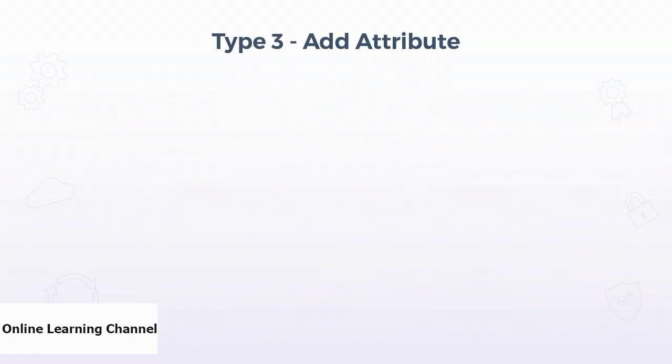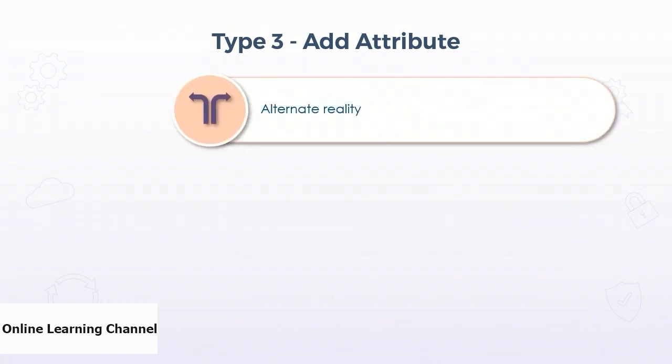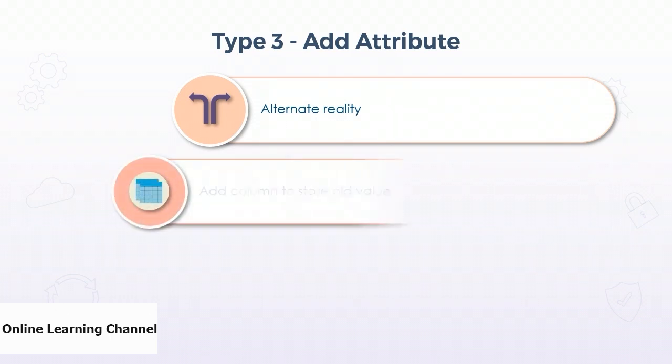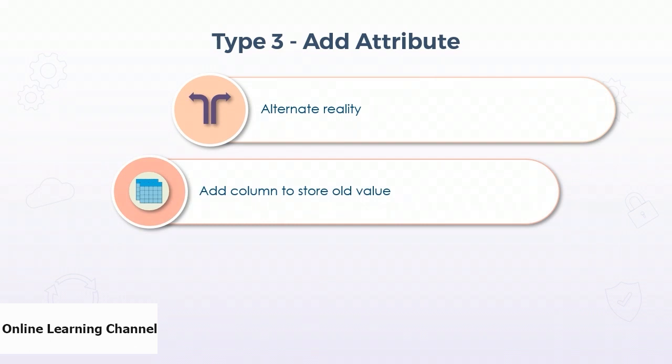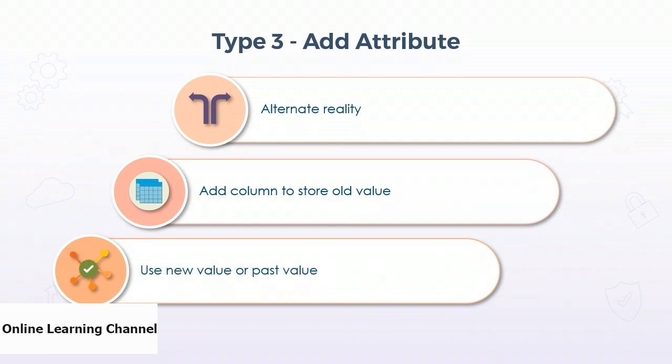Next, we have the type 3, or add attribute strategy. Sometimes also called the alternate reality strategy, because it offers the ability to query two alternate versions or realities of the data. This strategy adds a column to the facts table that's used to store the old value of the dimension when it changes, and the new value overwrites the old value in the original column. In this way, two values are maintained, the new value and the value just previous to it. This type is rarely used because it's complex to implement compared to the benefit, which is simply to keep the last value.